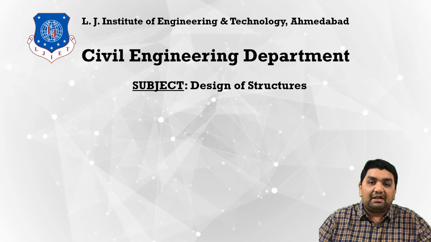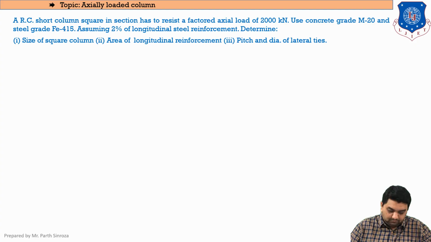So moving towards our first question of today. The question is: an RC, that is reinforced concrete, short column, square in section, has to resist a factored axial load of 2000 kilonewton. The axial load of 2000 kilonewton, which is already factored, is given in the question. Use concrete grade M20 and steel grade Fe415, assuming 2% of longitudinal steel.